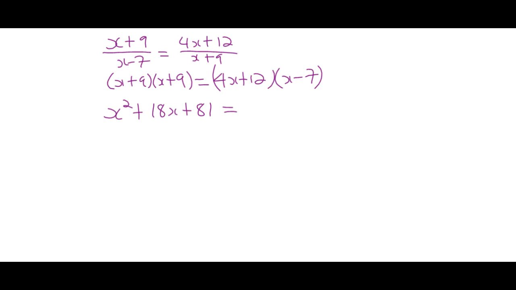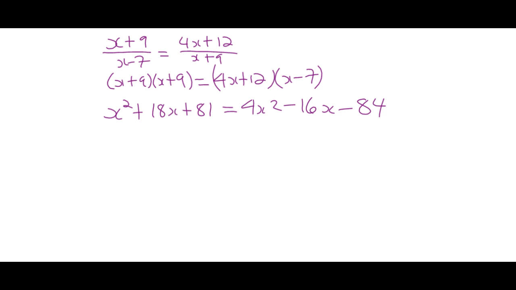Okay, so multiplying binomial times binomial, they're not special, right? We're actually squaring a binomial. Not a difference of squares, which is the only way you get 2 terms. Okay, so it's x squared plus 9x plus 9x plus 81, or x squared plus 18x plus 81. And this guy is 4x squared minus 28x plus 12x is minus 16x, minus 84.